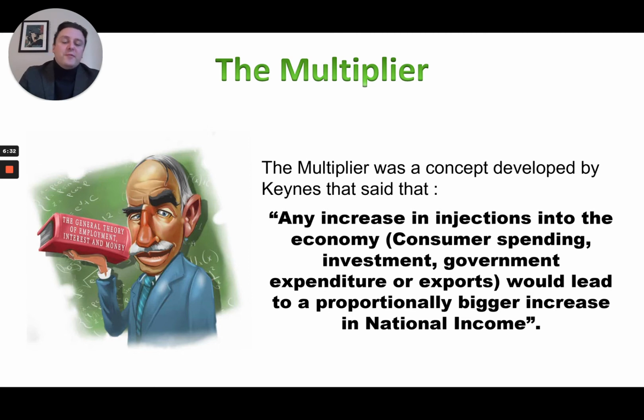And here's a very famous quote from Keynes, and it's something that a lot of us economists based our lessons around. Any increase in injections into the economy, consumer spending, investment spending, government expenditure or exports, remember that's the formula, C plus I plus G plus X minus M, would lead to a proportionally bigger increase in national income. Okay, so today we're going to be breaking that down and having a look at how that works in real life.